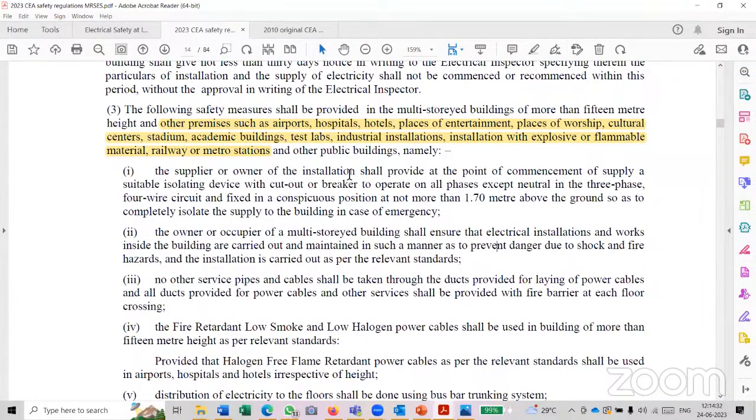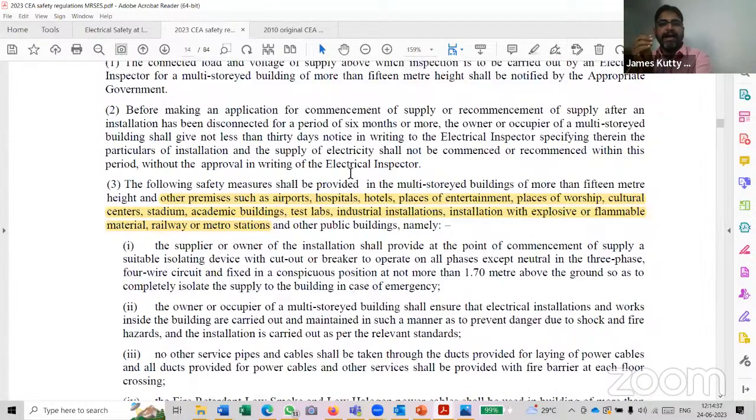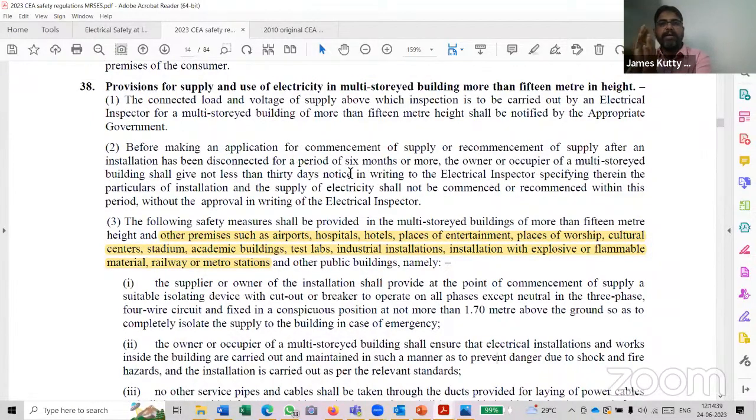Yes, please, sir. Actually, a high-rise building is entirely a different category. As per NBC, these are buildings having a height of more than 15 meters. But in the same NBC, it is said that the height of a high-rise building depends upon the local fire laws. For example, in Bombay it is 32 meters, in Kerala it is 16 meters. This regulation 38 is entirely different, belonging to multi-storied buildings having a height of more than 15 meters. That is an entirely different category and not a high-rise building.